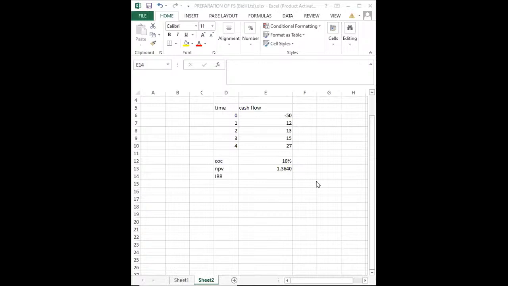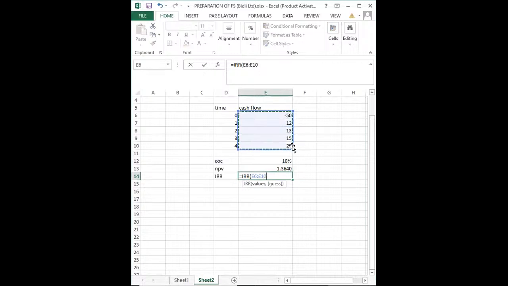So go to where you have IRR. So equals IRR. Okay, so double click that one. Double click inside. Great. So values now take from 50, negative 50. You highlight all the values because it's not telling you value 1. So up to 27, close bracket. Enter.